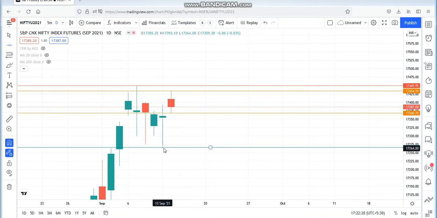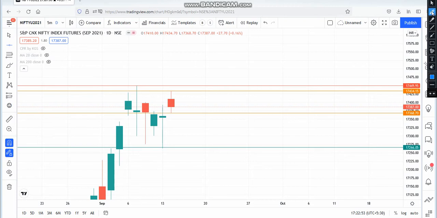Gap opening we can find out from the 1 day chart, the 1 day candle itself, or from the 5 minutes chart. Here nearby there is no gap opening. Even if you look at the chart for the past 3-4 days, there is no gap opening here. So we don't want to give any importance to gap opening.